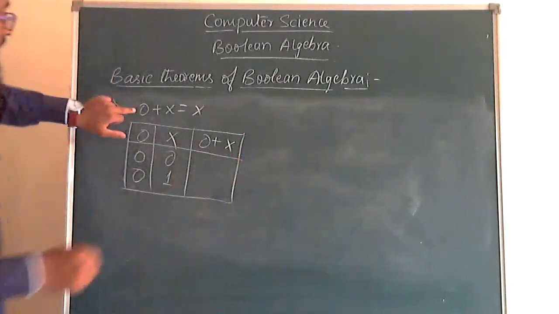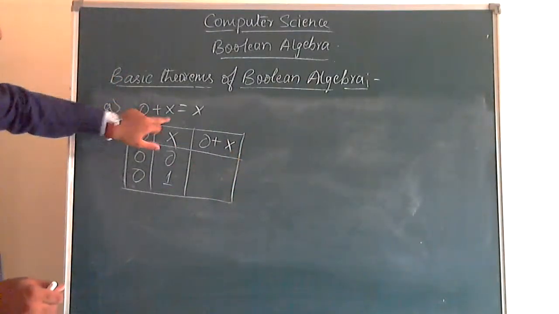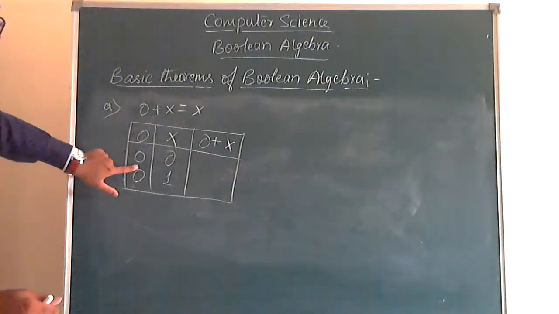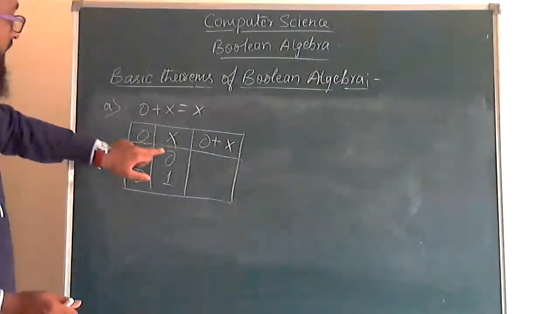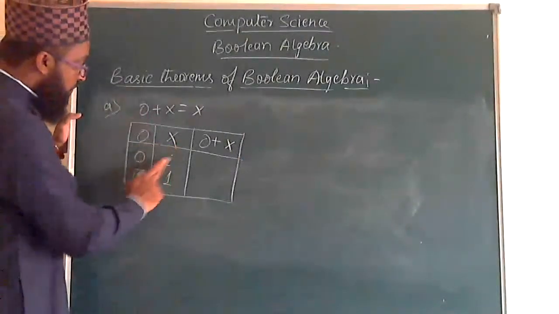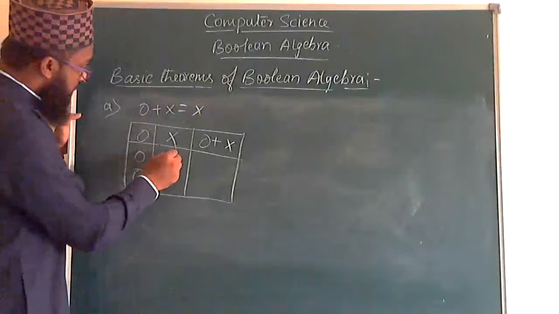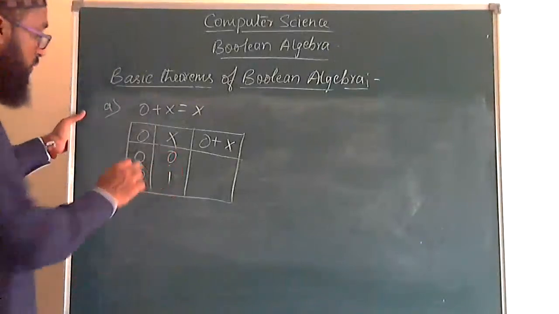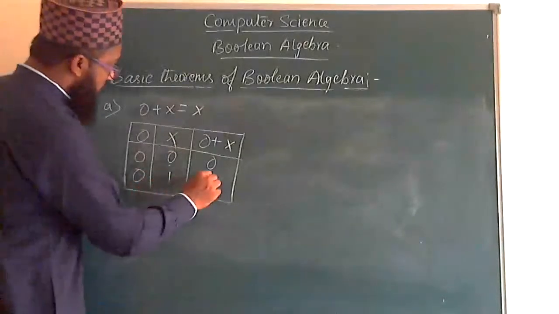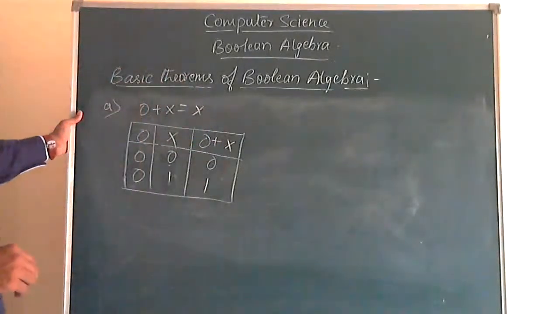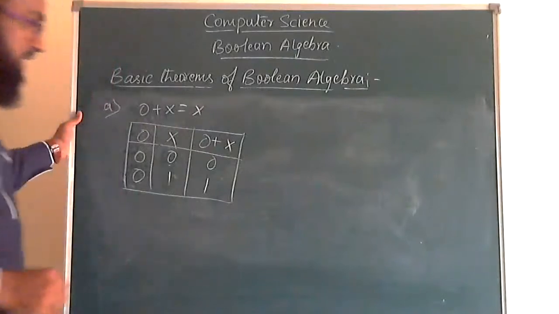Look here. Possible values for 0 and x: if 0 is there, then the value is always 0. Then for the variable x, we have taken two values, one is 0, another one is 1. If we do 0 plus 0, which is equal to 0, 0 plus 1, which is equal to 1. This is the truth table for this.